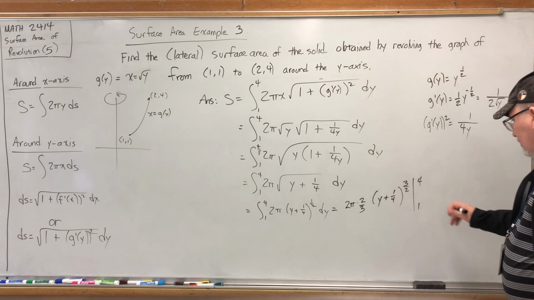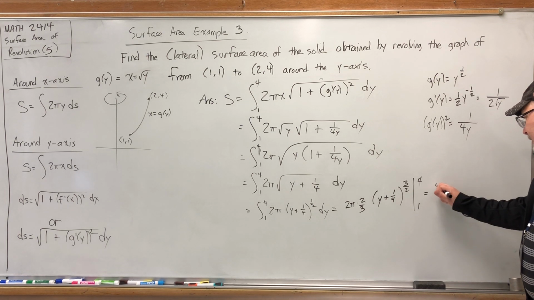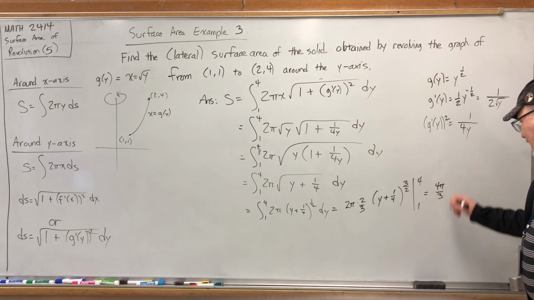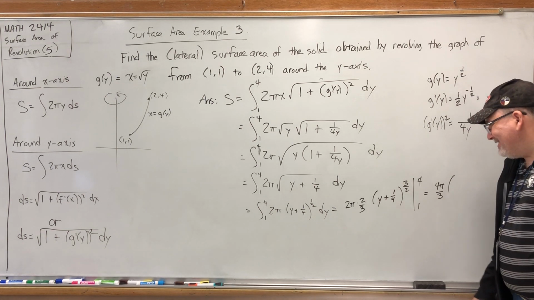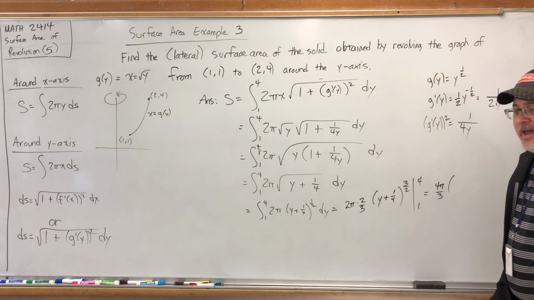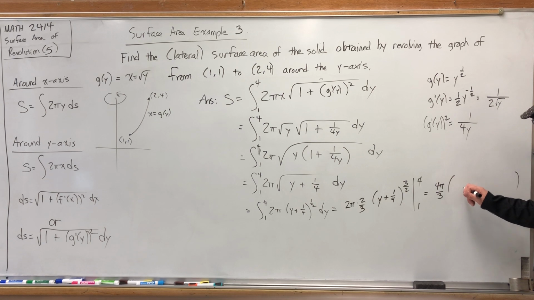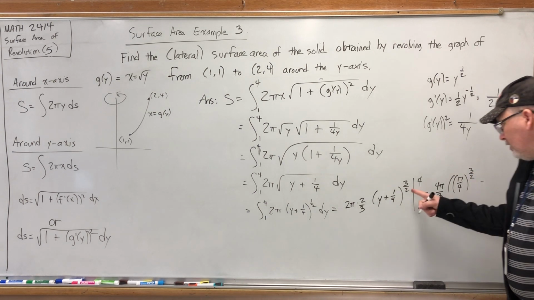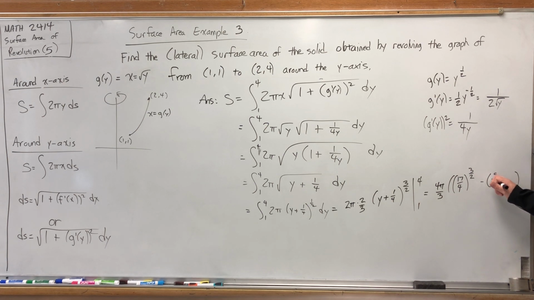Well, this doesn't look like it's going to be too terribly bad. The 2 pi times 2/3 up front is going to be 4 pi over 3, and now we just have to substitute the upper and lower limits and subtract them. I'm not going to dilly-dally with the addition. Adding a whole number and a fraction shouldn't be an issue. 4 plus 1/4 is 17/4, so we have 17/4 to the 3/2 power minus 1 plus 1/4 is 5/4, so we have 5/4 to the 3/2 power.